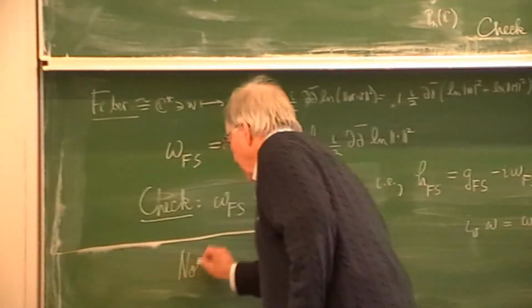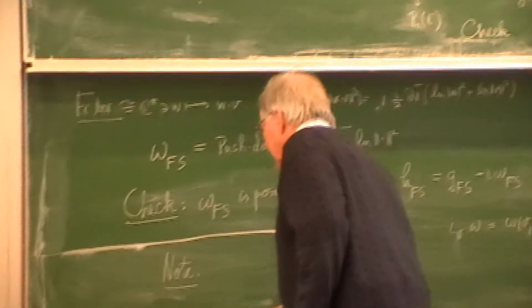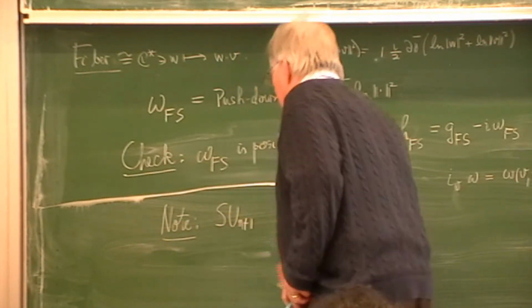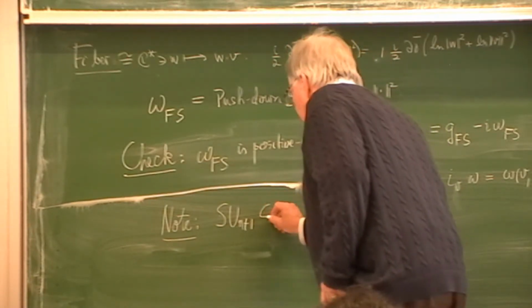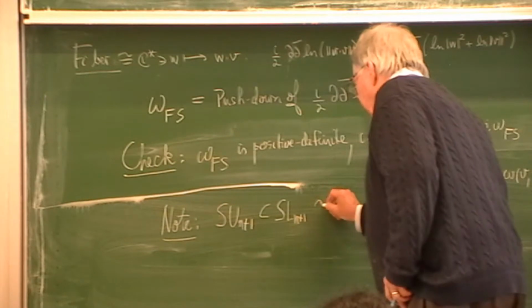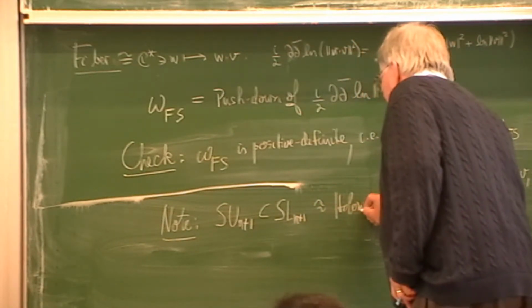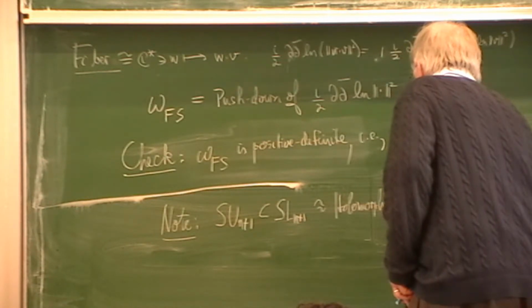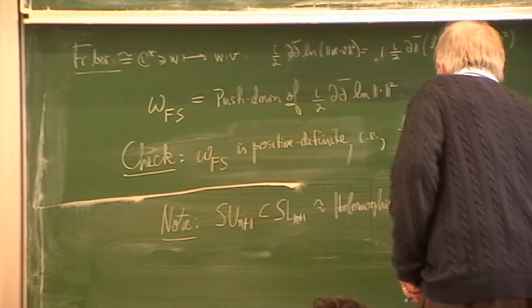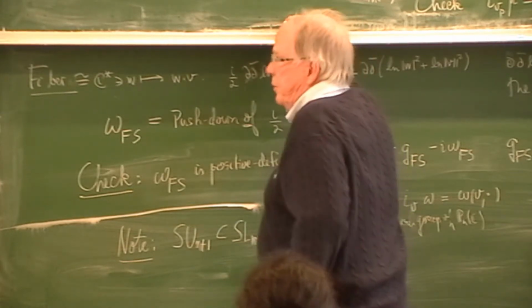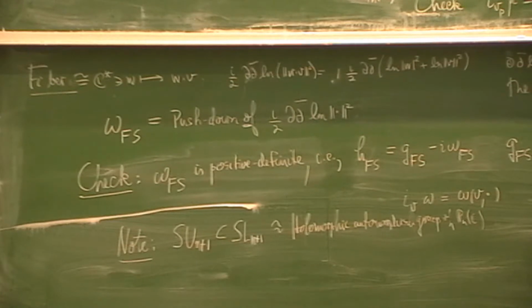And please note that SU(n+1), which is contained in SL(n+1), is effectively the holomorphic automorphism group of P^n. I've talked about this in previous lectures. Okay? And this is again the picture I had yesterday when we were talking to Maria about this thing.